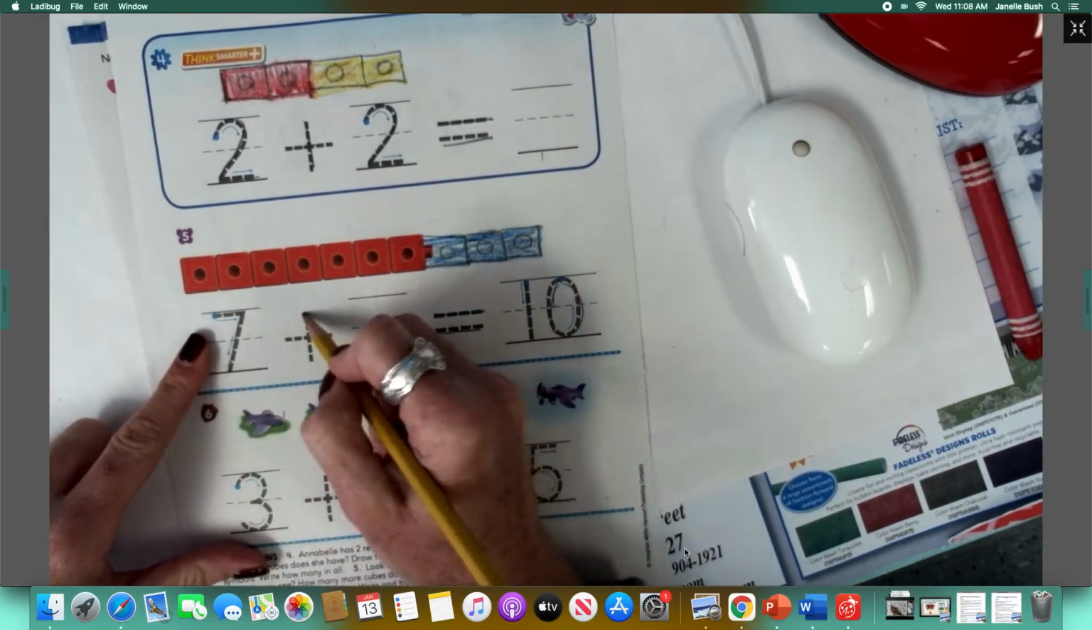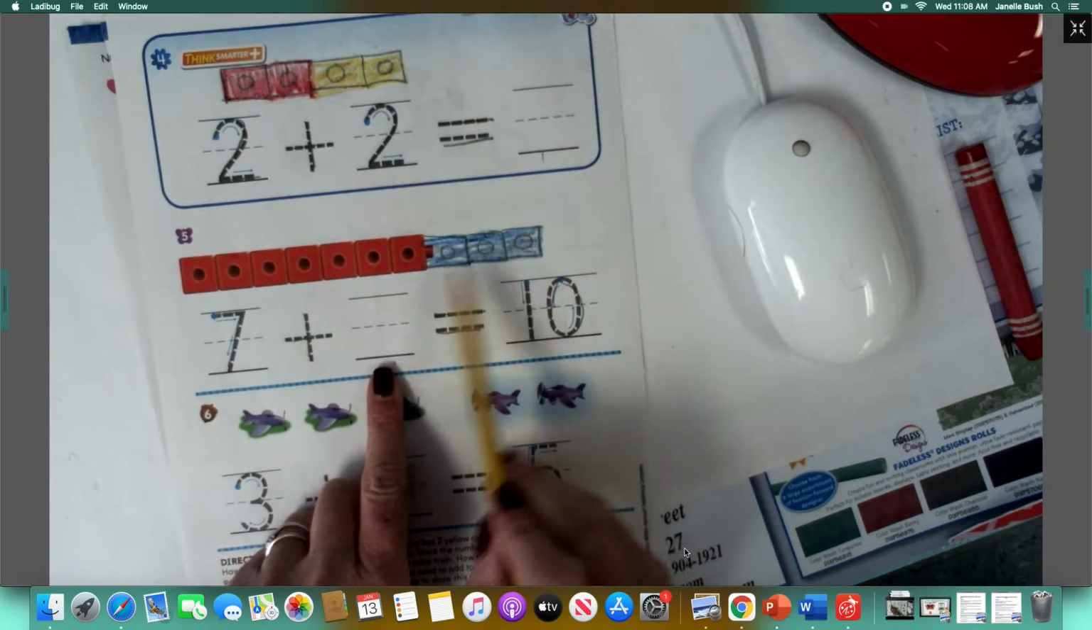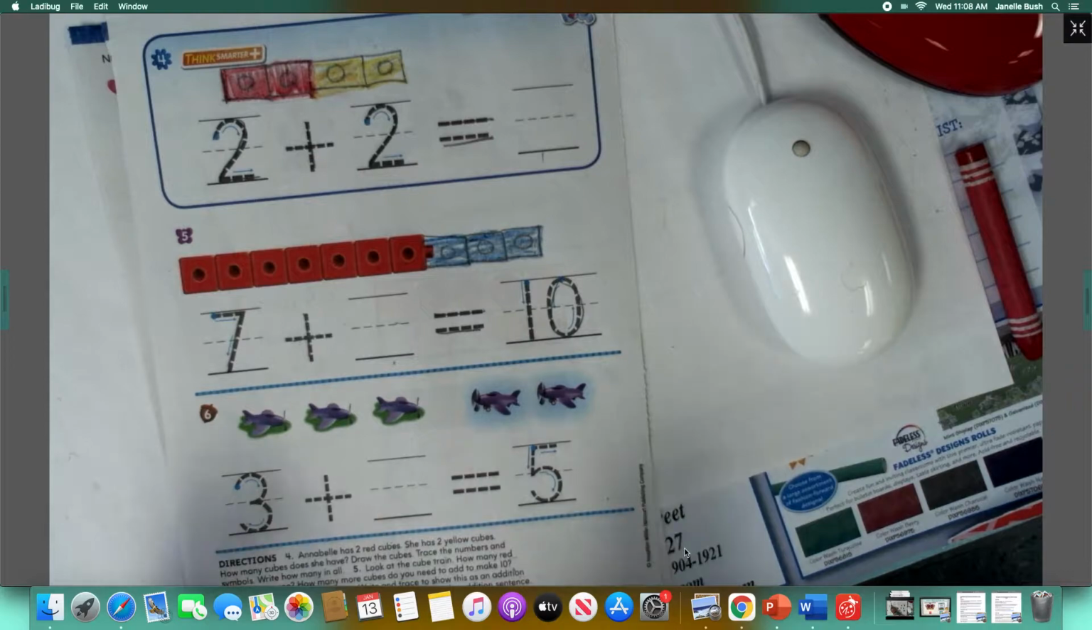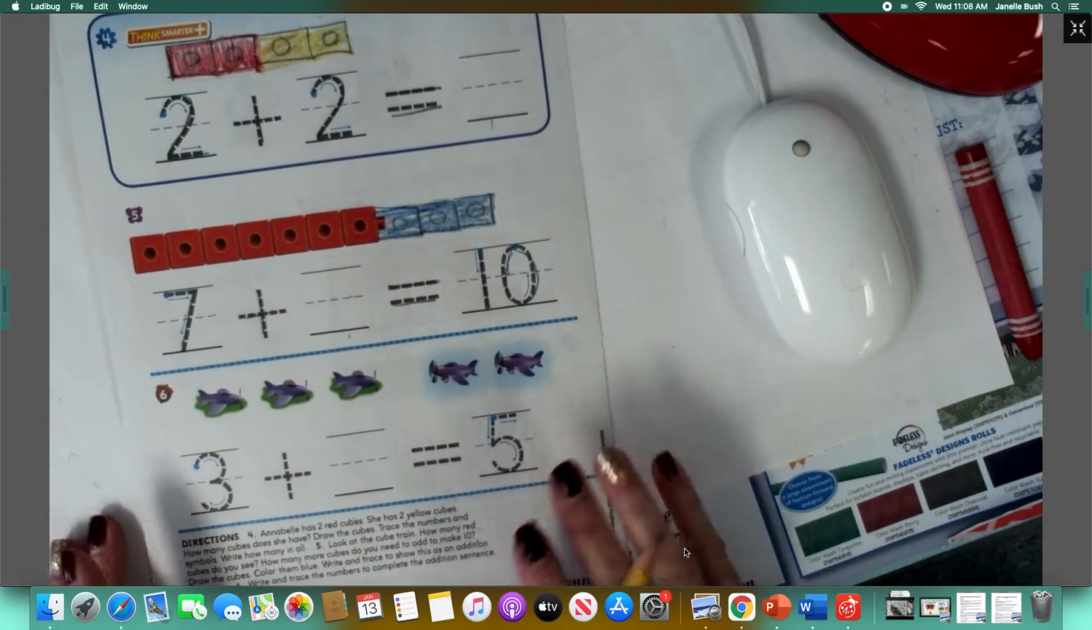Trace your 7 because you've got 7 red. Now in the blank, you're going to write how many you colored blue. And that's going to complete your addition sentence. So go ahead and do that. All right, awesome. Let's look down at number 6.